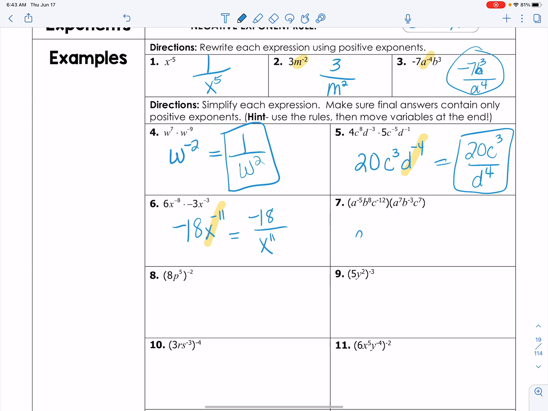I would multiply first, so a squared, b to the 5th, c to the negative 5. You multiply, you add exponents. That's the only negative one. So that is the only one that moves.